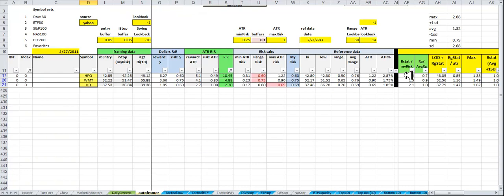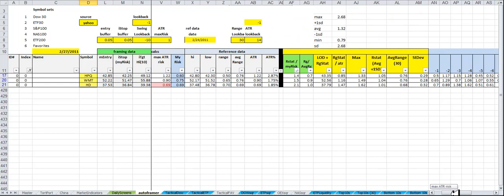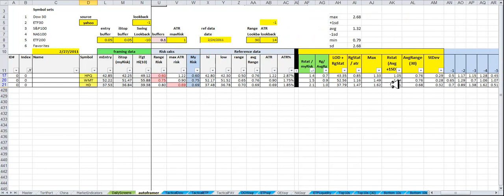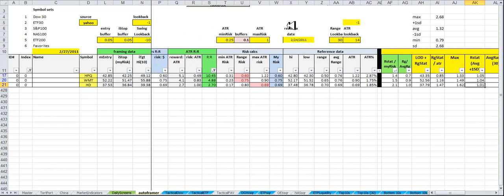But how can I check that? Well, I know that the range stat for Home Depot, and we're looking at this column here, the range stat plus one standard deviation. Look at that, $1.01. If I can find a tentative low of the day in Home Depot, I know that it can move $1 with no trouble. Intraday, that would be a normal intraday move for it.